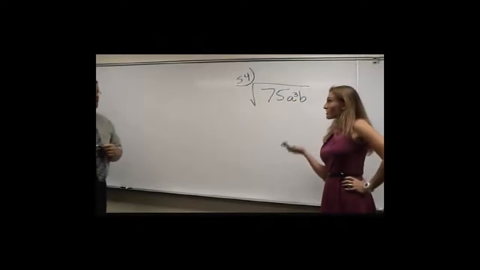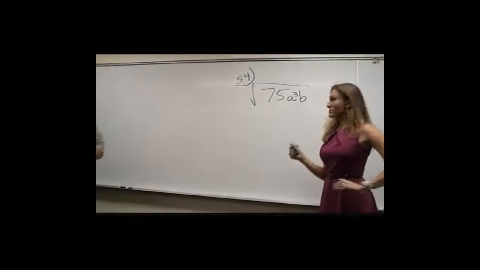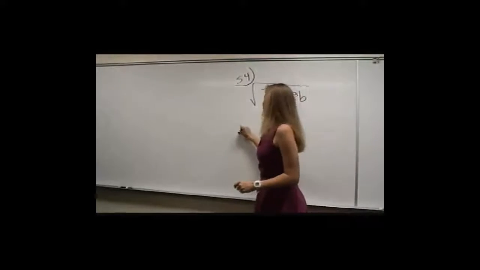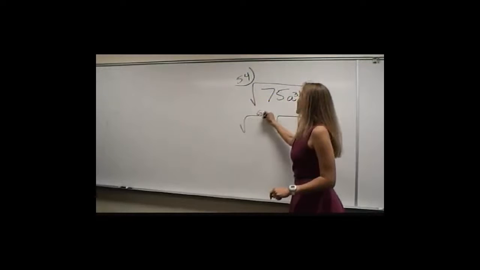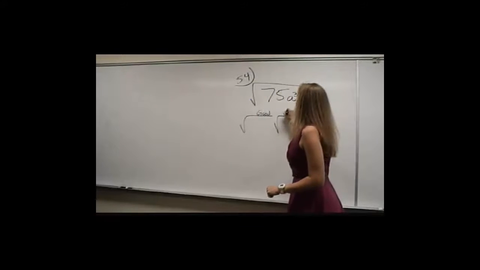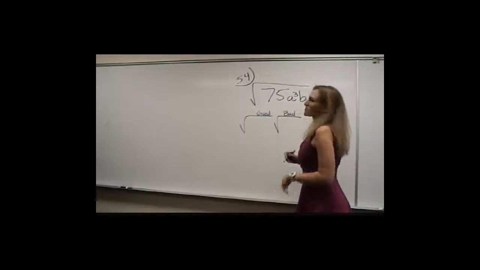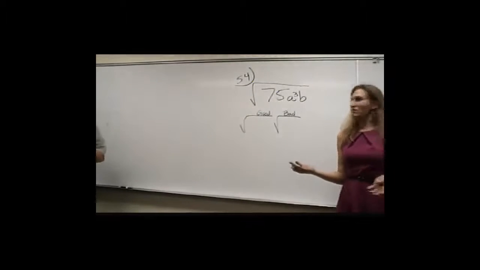So, there are two ways that we could look at simplifying radicals. The first one is making a good box and a bad box. We're going to put a good box to collect all of the perfect squares, and then a bad box to collect things that are not perfect squares. Things that are perfect squares should be good, right?